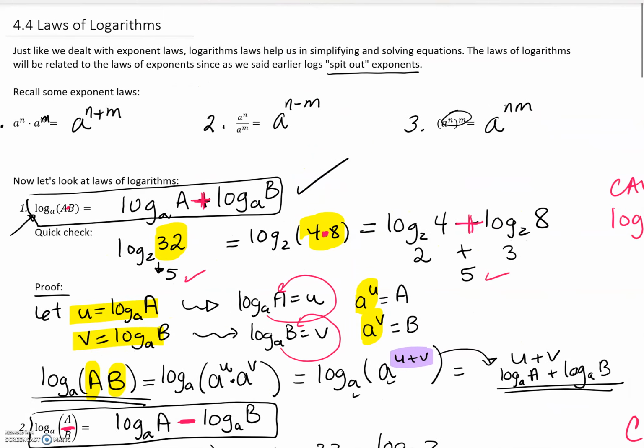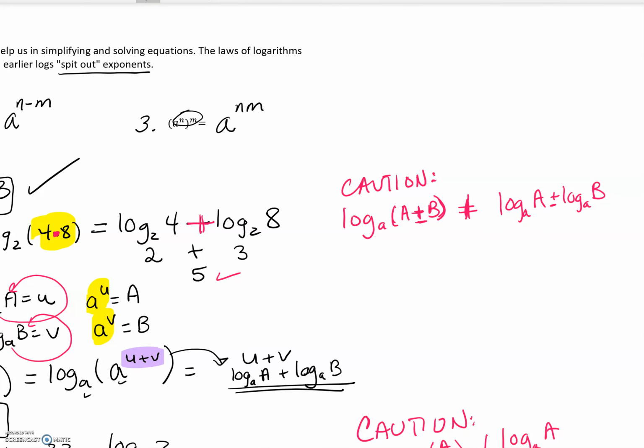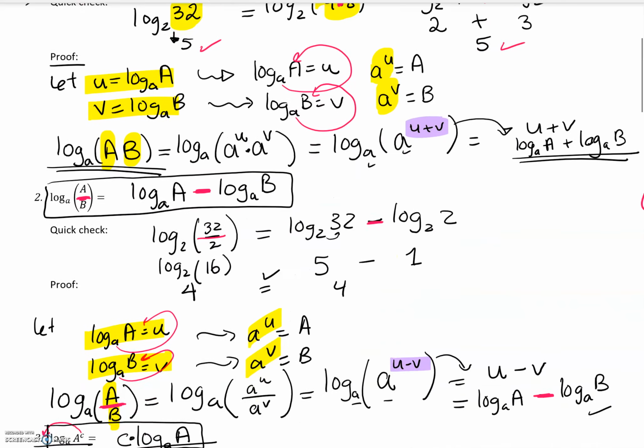I said make sure if you have a plus or a minus inside the parentheses that you do not expand any further and make it into an addition. So only multiplication expands into addition. Addition inside an argument stays as is. There's nothing you can do there.